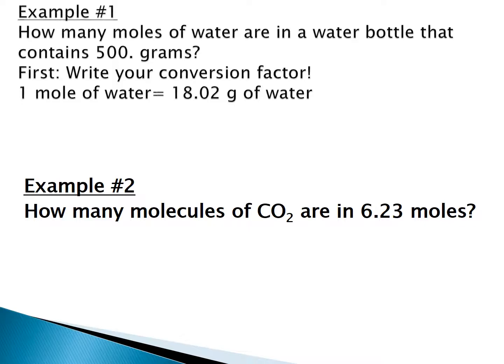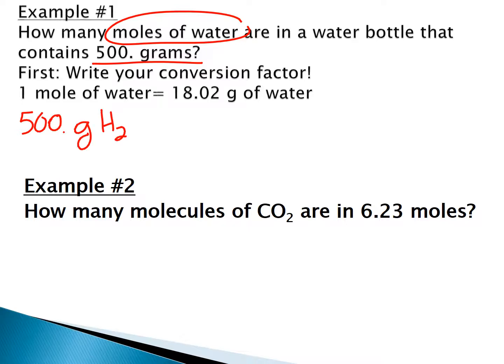Okay, so the first example is pretty similar to the one we just did. It says how many moles of water are in a water bottle that contains 500. grams? All right, so I'm given 500. grams and I'm trying to find moles of water. Okay, so I have 500. grams of water. And the decimal point there means that those trailing zeros are significant, so I have 3 significant digits in that number.